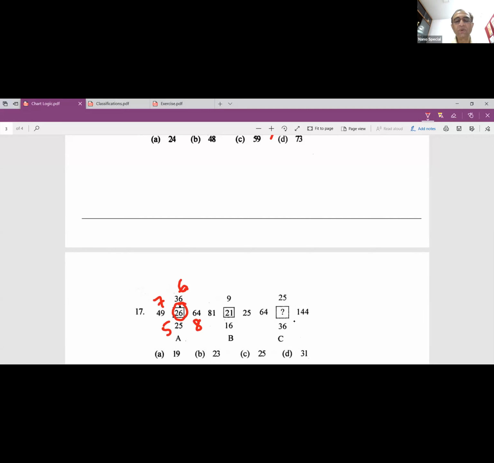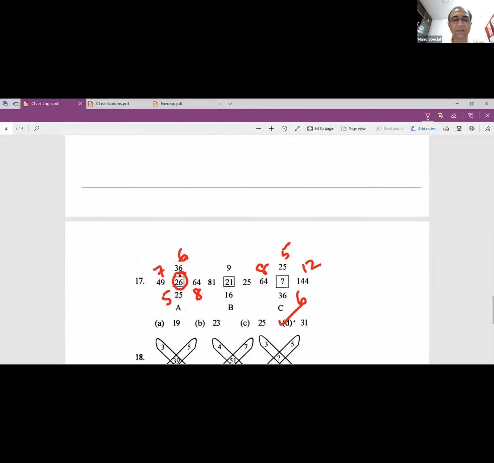Similarly, you will know how you have arrived at 21. Now, what you need to do is take the square roots: 5, 12, 6 and 8. So 8 plus 12 is 20, 20 plus 11 is 31. So the answer is 31. So that's how you get the answer. The 17th answer is D, that is 31.